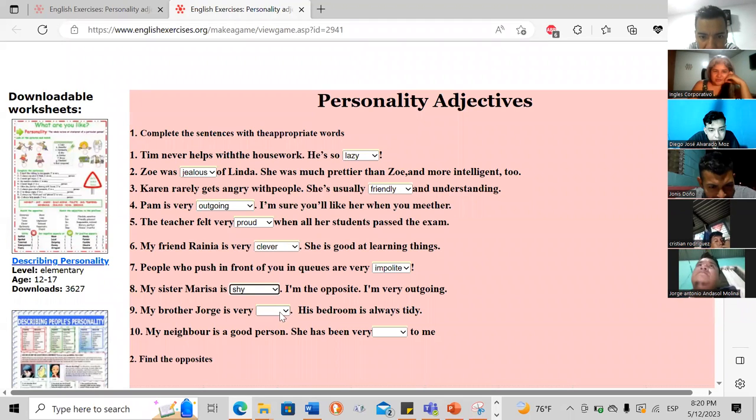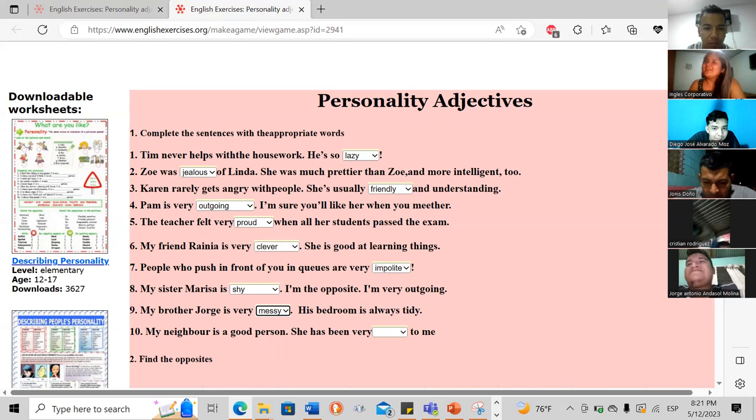Okay. My brother George is very untidy or messy. His bedroom is always tidy. It's messy. Messy. Okay. ¿Qué significa messy? No es Messi el jugador. Desordenado. Ok.